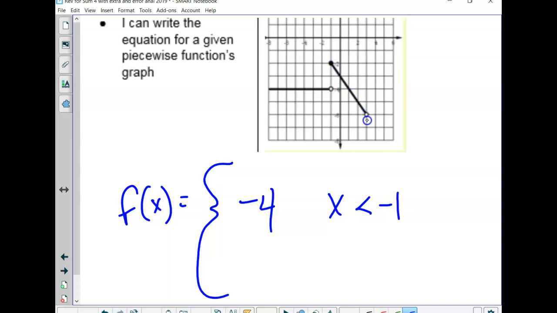Then if I go to the right, there is a diagonal line that has x values from -1 to +3. Those would both be less thans, either one needed or equal to. -1 is filled in here, and then over at 3 it's an open circle. And then we need to write the equation of that line.